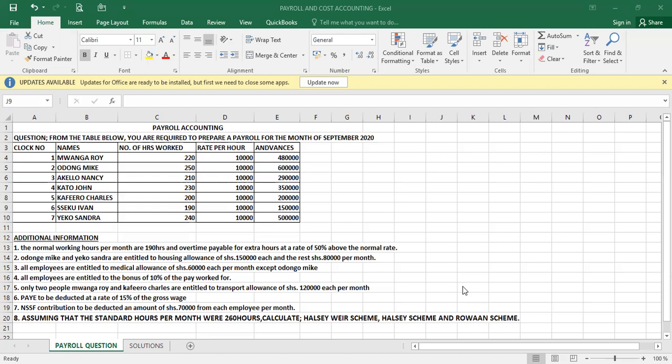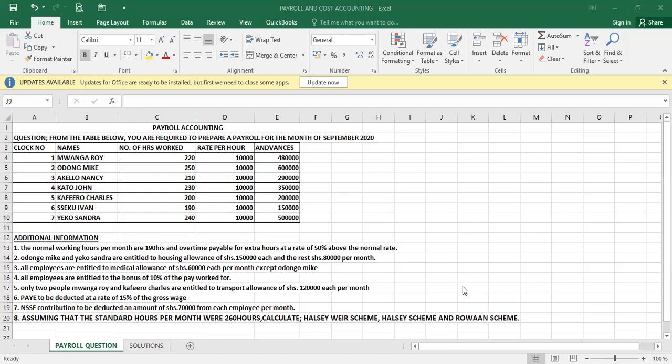Then the sixth one is saying PAYE, that is pay as you earn, to be deducted at a rate of 15% of the gross wage. Meaning when you get the gross pay, you will take 15% and it's supposed to be deducted as an income tax.